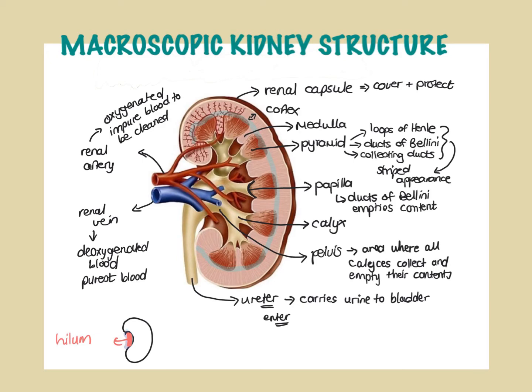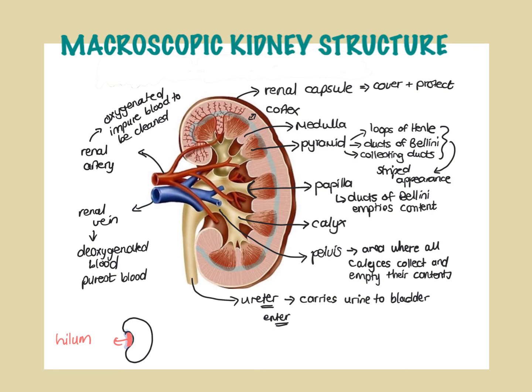The macroscopic structure of the kidney is the structure that you can see with your naked eye. So macroscopic means you don't need a microscope to see it. If we cut a kidney down the middle, we'll see this cross-section type picture. The first important things to notice are the renal artery and the renal vein.